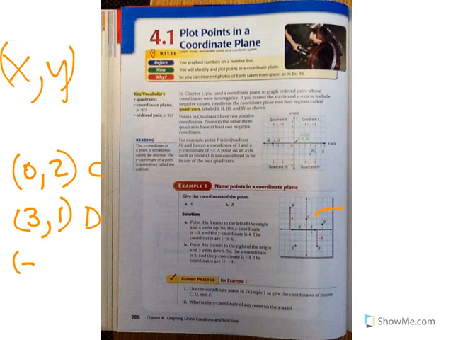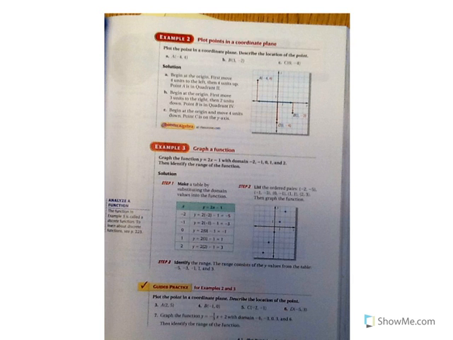So that's going to be negative 2 because we're going to the left. And then we're going down 1, 2, 3. So it's negative 3. So that's going to be E. And that's it.